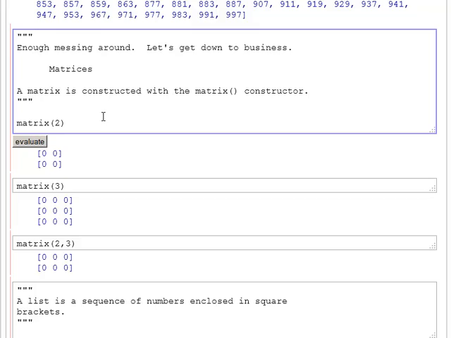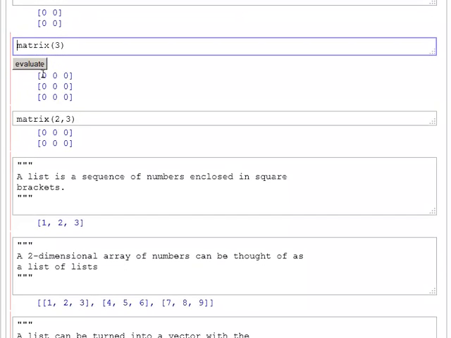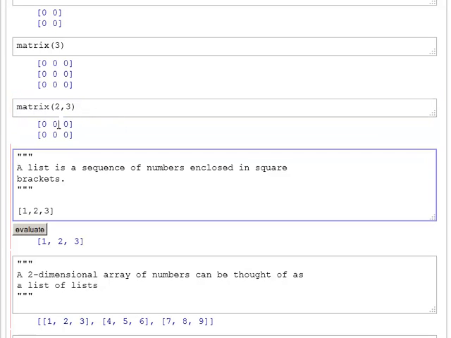Let's say we want to construct a matrix. So this is a 2 by 2 matrix, a square matrix. You only have to put in one digit, and it'll create a matrix of 2 by 2, and there we have it. It'll be zeros if you just construct it this way. Or a 3 by 3 matrix, there it is. Or if you put in 2 parameters instead of just 1, it'll do a rectangular matrix. This one is 2 by 3.